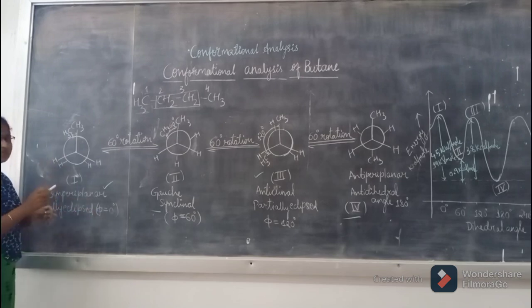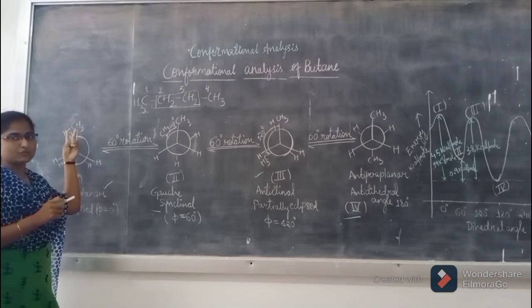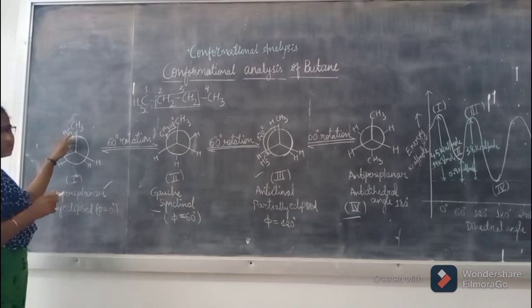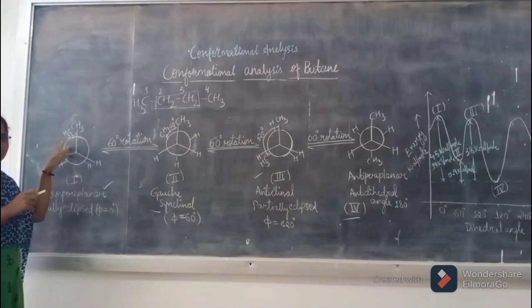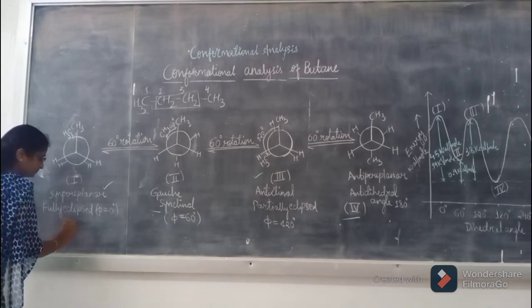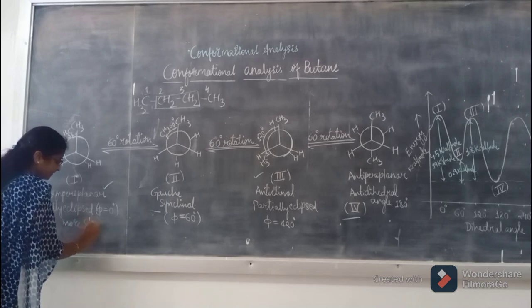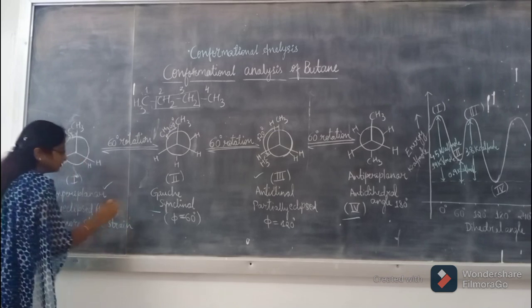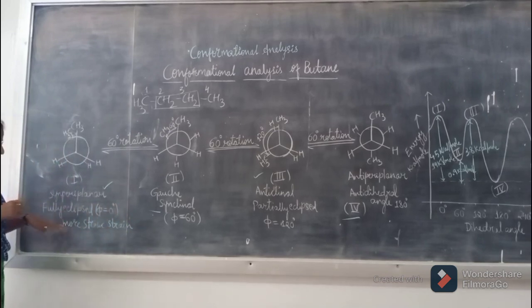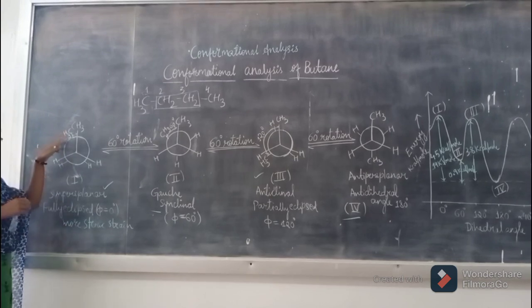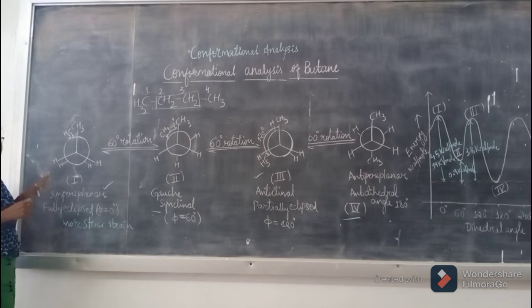This means that both the methyl groups are repelling each other, that is, the electrons in the bonds are repelling each other. As a result of that, you observe more steric strain here, and it will be a less stable conformation. Why? Because there is more steric strain between the two methyl groups. The electrons in the bonds repel each other. As a result, this first conformation is less stable.